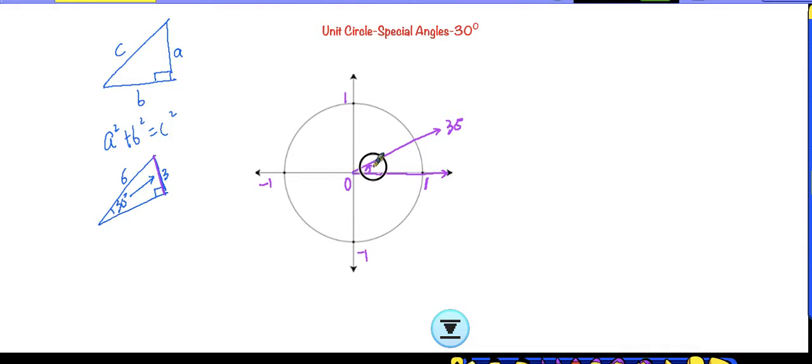So this is 30 degrees, right? So the question for us is, if I say this is x and y, a random point, x coordinate, y coordinate, the purpose for this one is, what is x, what is y? How do we figure that out?